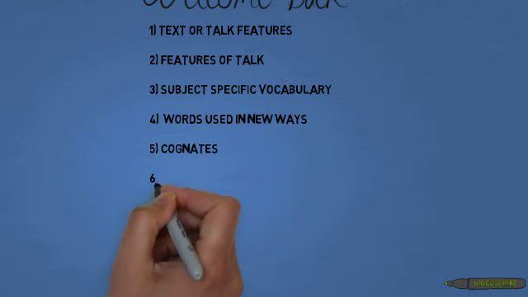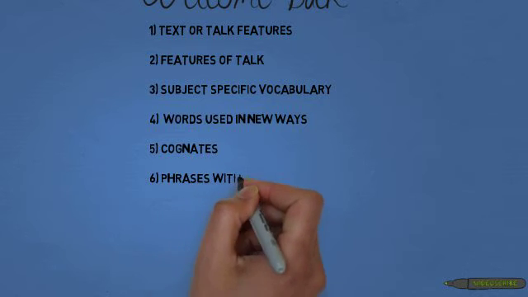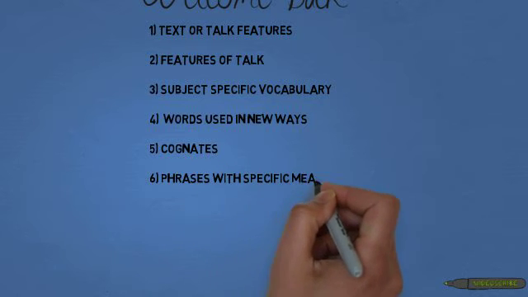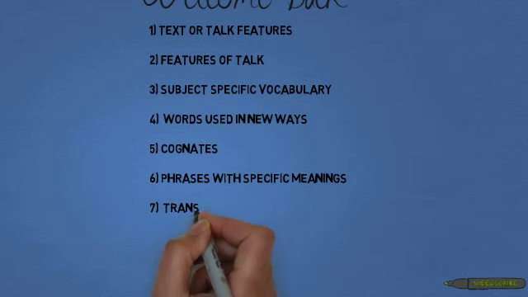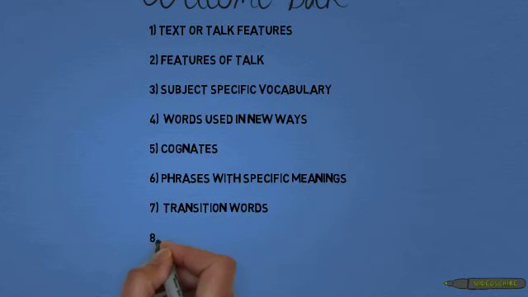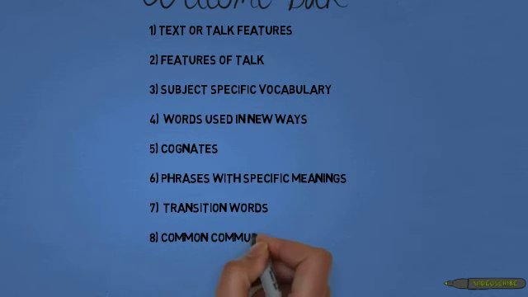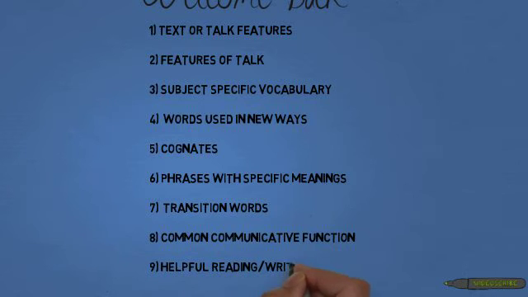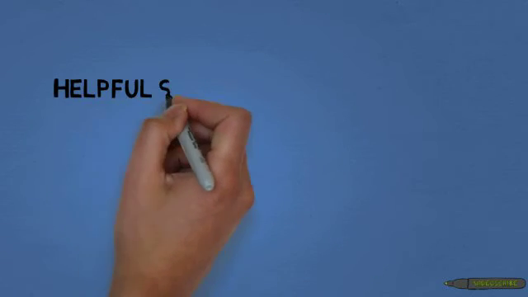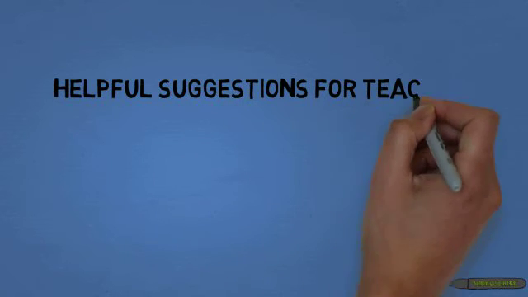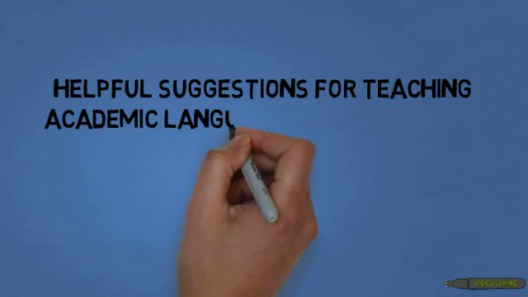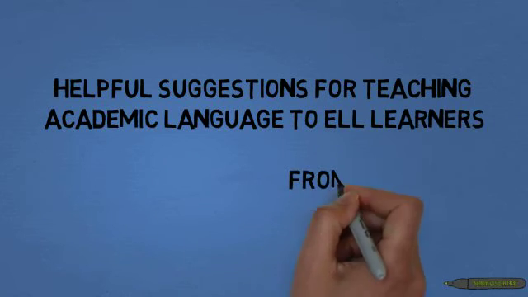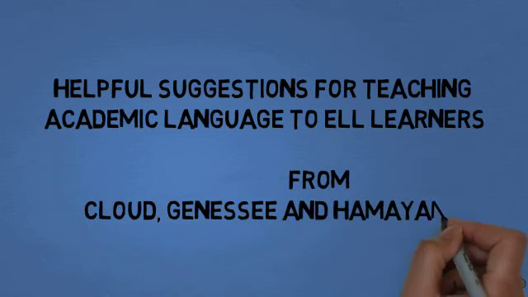The next thing we discussed was words used in different contexts. For example, we might use a word in one way in English, but it's used very differently in science. Cognates was another area, words that sound the same in English and in an ELL speaker's native language. Number 6 was phrases with specific meanings. Number 7 was the discussion of transition words. Number 8 was common communicative functions that we use in our classroom. And the last one was helpful reading and writing strategies that we should review with our ELL students. From all of this came a chart inside the book that gave us helpful suggestions for teaching academic language. And they come, obviously, from the authors of this book.